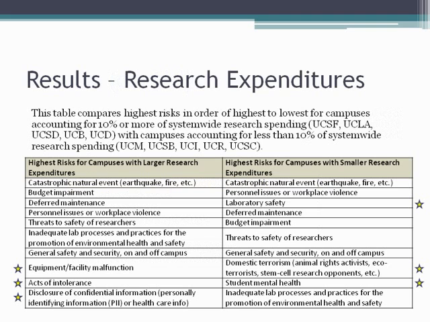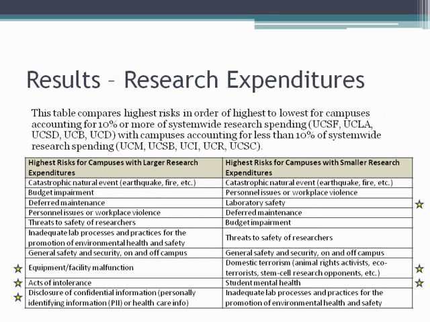And so first of all, let's take a look at research expenditures. So these are the top 10 risks for all the different campuses, comparing campuses with larger research expenditures, or those that have 10% or more of system-wide research spending, and those with 10% or less. And you'll see that there's 3 stars on each side. These are the only risks that were not common between the two lists of risks.